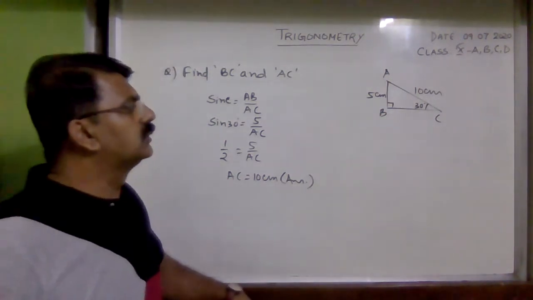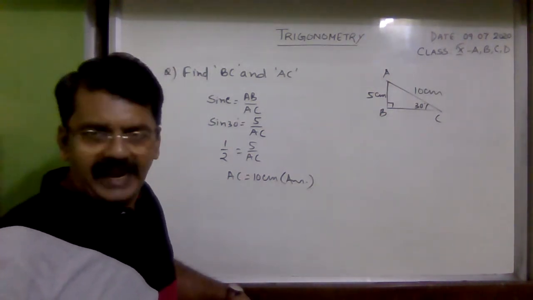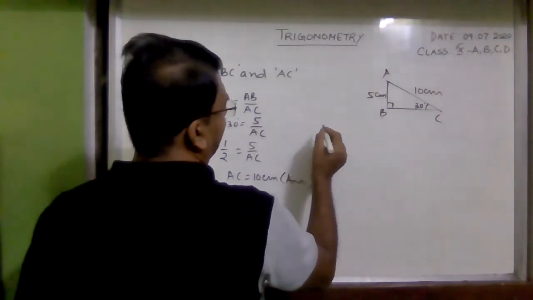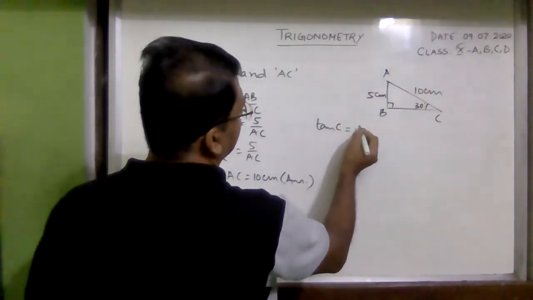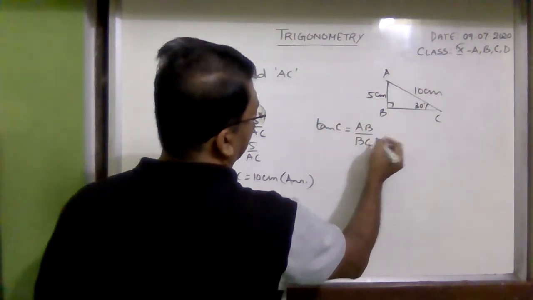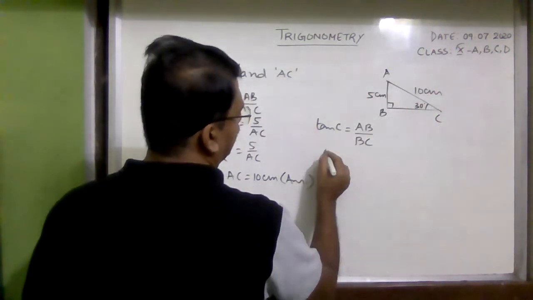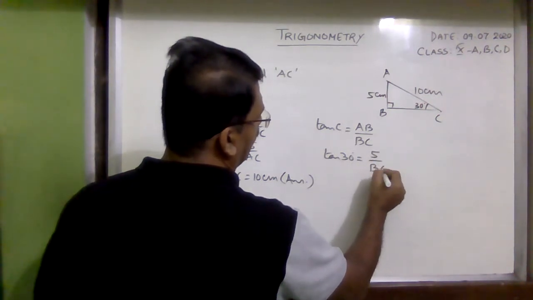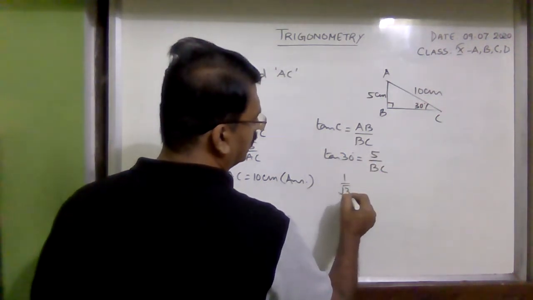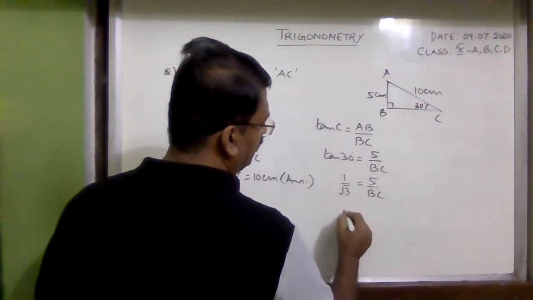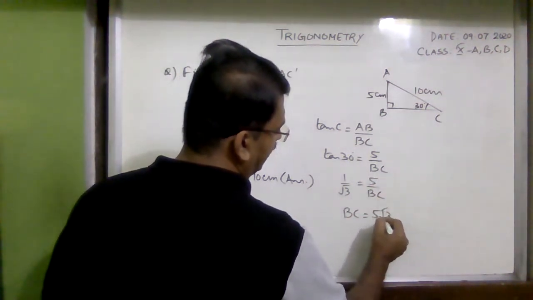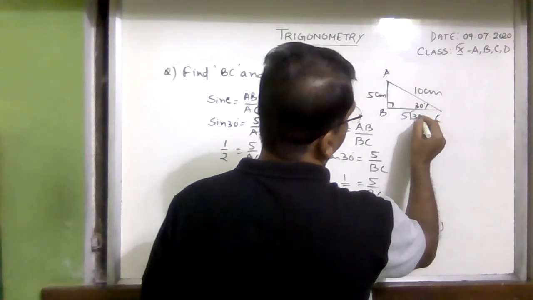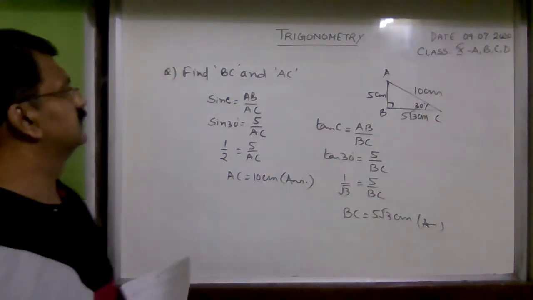Okay. Now to find BC, the base, we can apply tan or we can apply Pythagoras also. So if I take tan C is equal to AB upon BC, because tan C is perpendicular upon base. Now that is tan 30 is equal to 5 upon BC. You know tan 30 is 1 upon root 3, I told you, equal to 5 upon BC. If you cross multiply, BC is equal to 5 root 3 centimeter. Okay, that is your answer. So now I have found all the values. Clear?